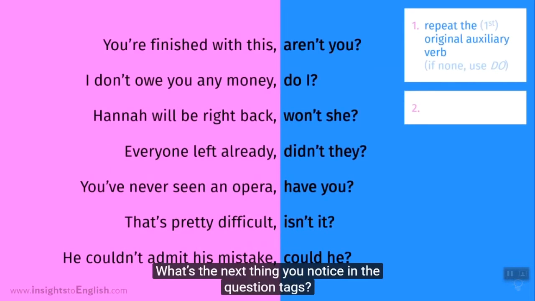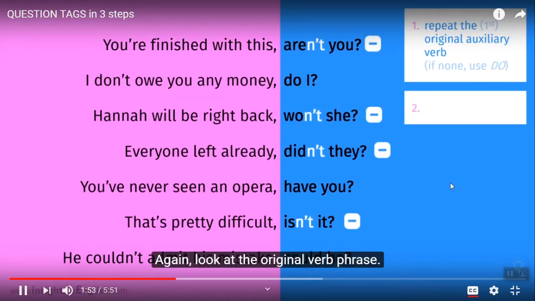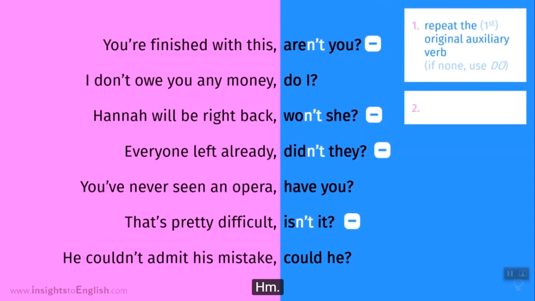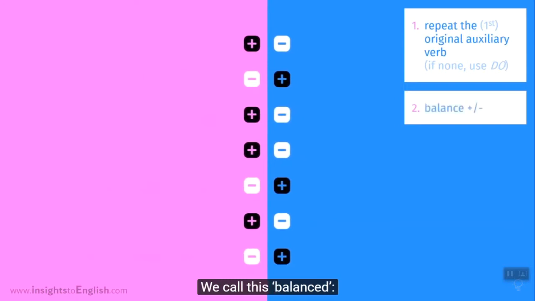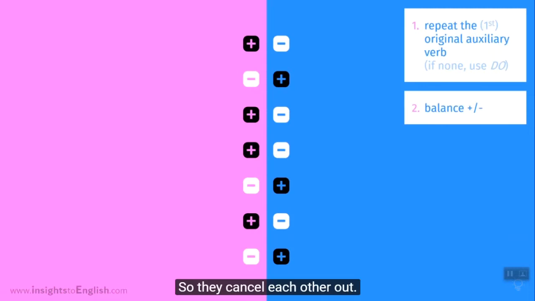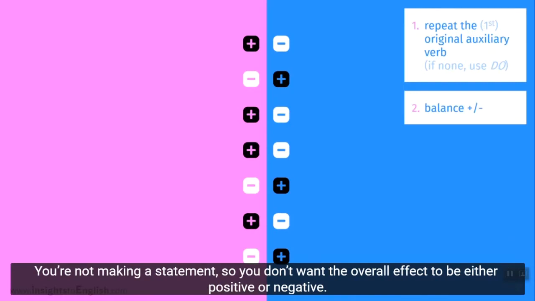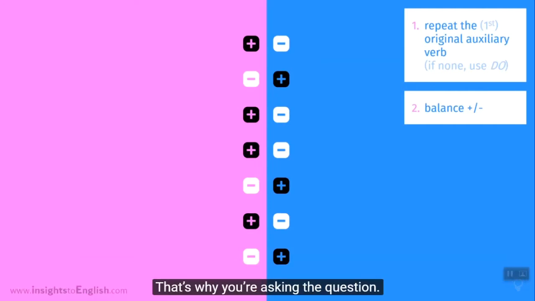What's the next thing you notice in the question tags? Some of them are negative? Which ones? Again, look at the original verb phrase. If the sentence starts with a positive, then the tag is negative. But if the sentence was first negative, then the tag is positive. We call this balanced. One part of the whole thing is positive, and the other part is negative. So they cancel each other out. Yes, which makes sense for a question. You're not making a statement, so you don't want the overall effect to be either positive or negative. You don't know whether positive or negative would be better. That's why you're asking the question.